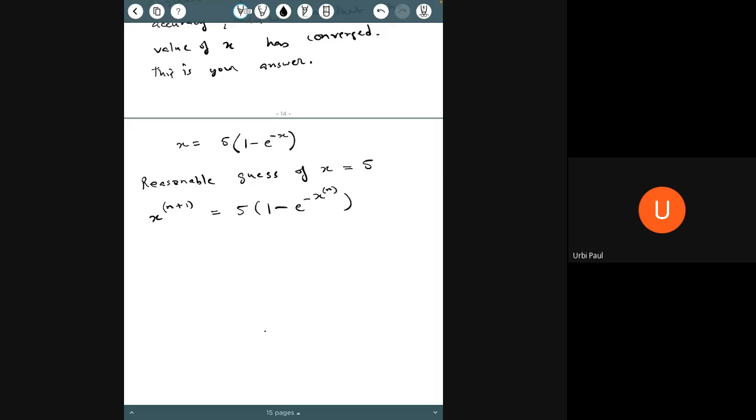You can do this later because we will need a calculator for this. You put x equal to 5 first, then you find the value of x from this expression. Whatever x you get, you evaluate 5 into 1 minus e to the power minus of that number, and you continue till it converges. For now, I'll just give you the answer.